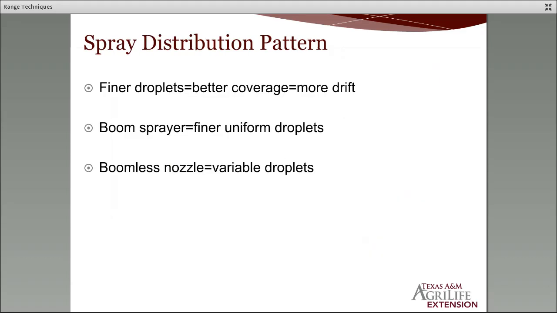Okay, moving off of calibration, something else to consider is distribution pattern. Keep in mind that fine droplets offer better coverage, but that comes at a price of more drift.